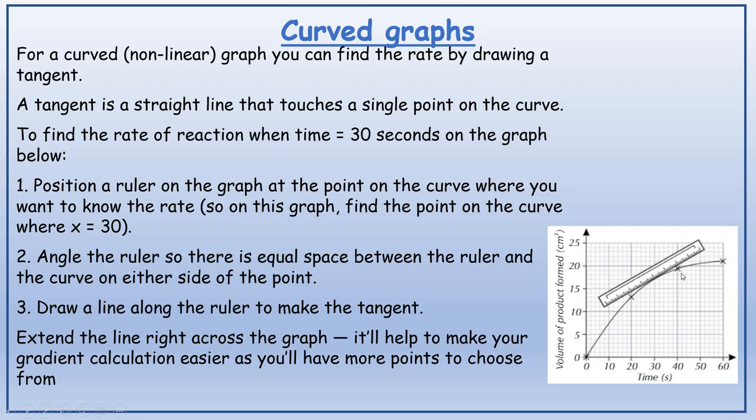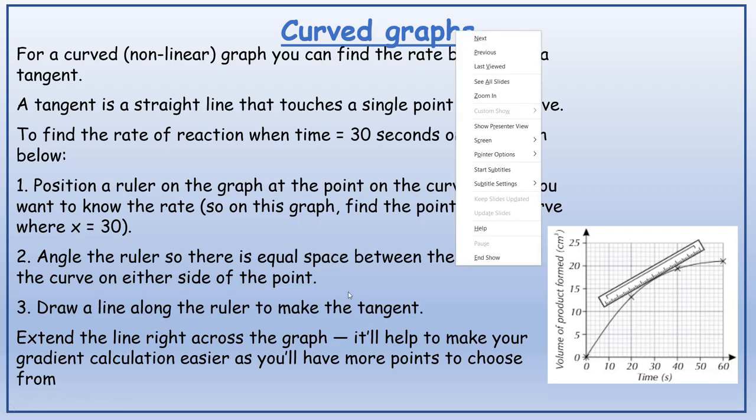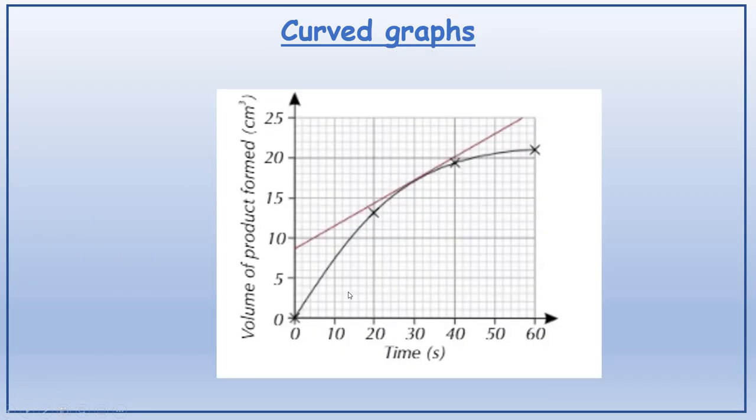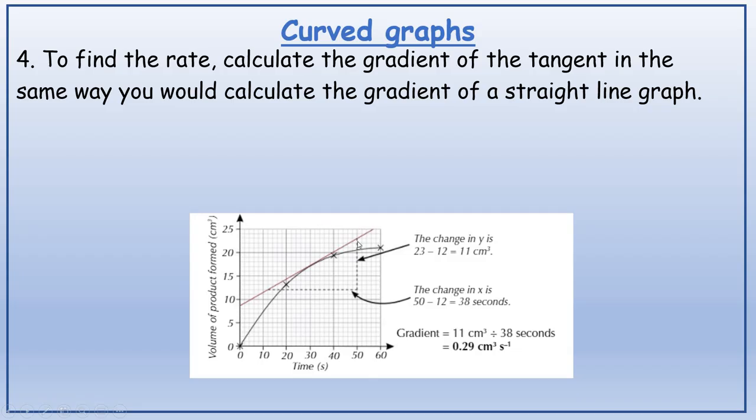Then angle the ruler so there's equal space between the ruler and the curve on either side of the point, and draw a line along the ruler to make a tangent. Extend the line and then draw a triangle to find the change in y over change in x. So here, it's 23 minus 12, and this one would be 50 minus 12, and then you do the change in y over the change in x, so you get 0.29 centimetres cubed per second.